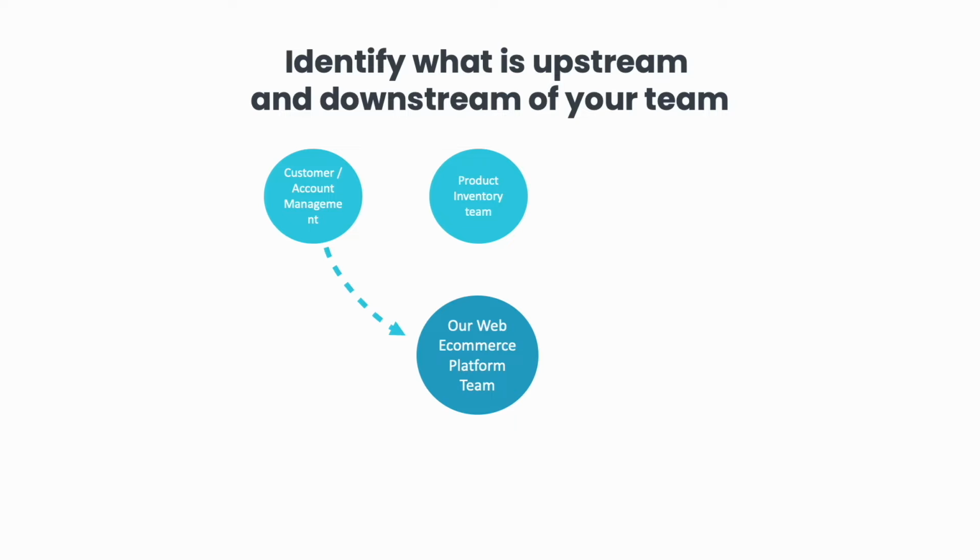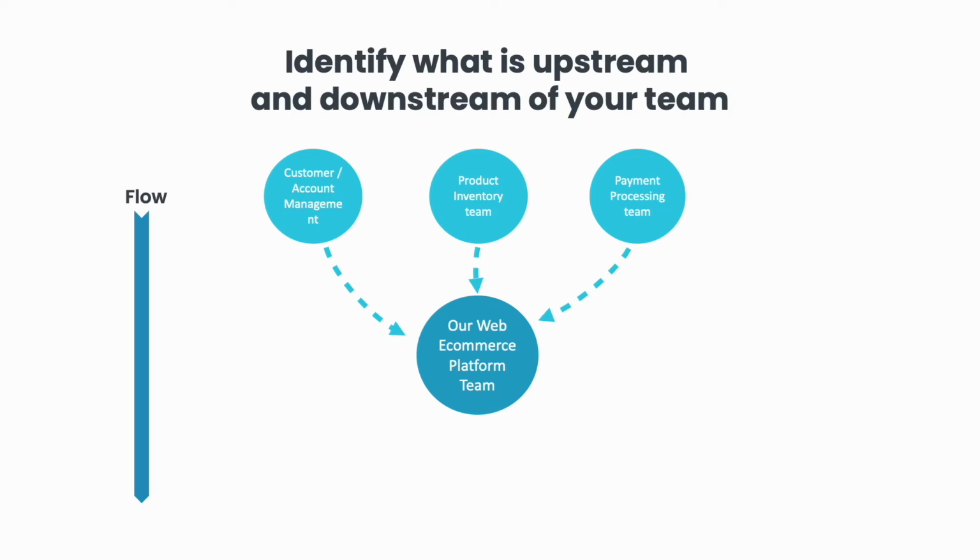Product inventory team. They manage the inventory platform and product APIs that communicate to our team how many products are in inventory at all times, so our web front end can display the correct inventory. Payment processing team. Manages the payment service and payment APIs. Our platform calls the APIs of this service before our e-commerce platform can finish purchasing the customer order. These are just 3 examples of how other teams upstream of us can impact the core e-commerce team in terms of work flowing towards them.